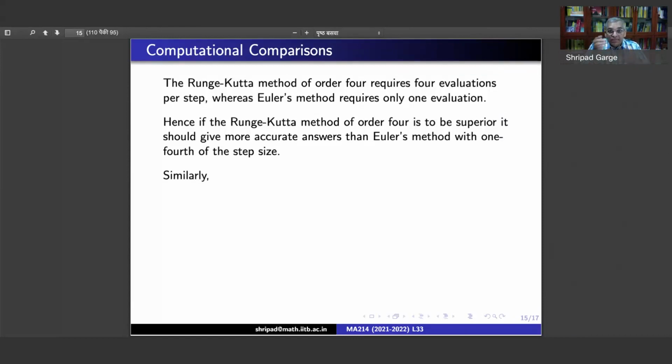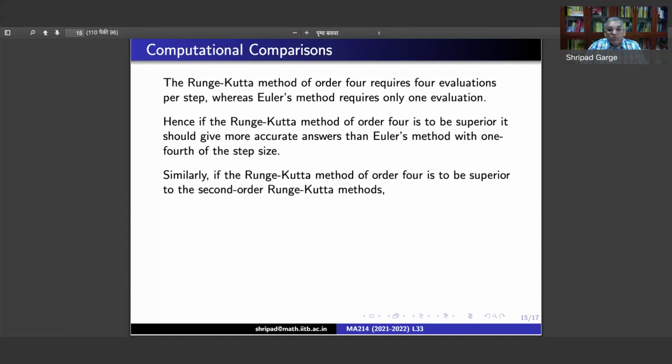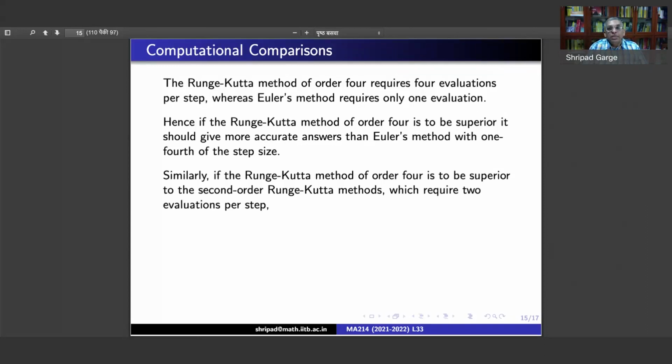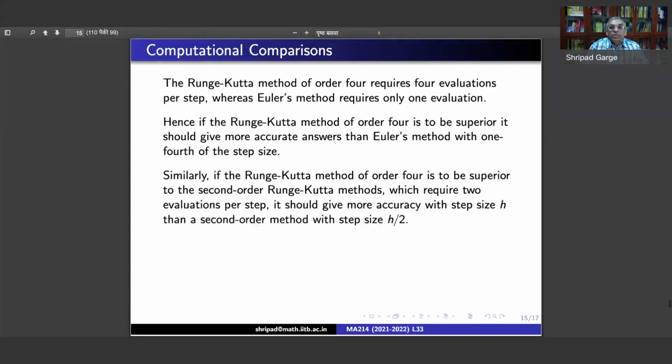But in between, let's also push the method of order 2. So if it is supposed to be better than the second order Runge-Kutta method, then we again apply similar logic, which will be that for the step size h for Runge-Kutta of order 4, the second order method with step size h by 2 should be compared.